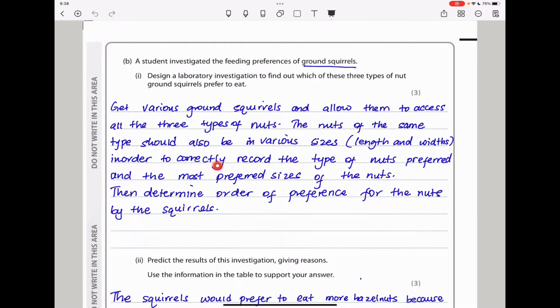And this is in order to correctly record the type of nuts preferred and the most preferred sizes of the nuts. So remember, we are looking at which one they prefer, which length they prefer, maybe which width they prefer, so that we can make a fair conclusion.